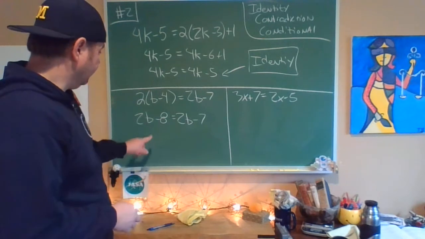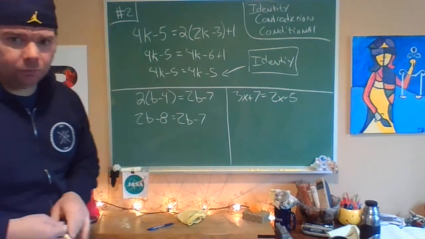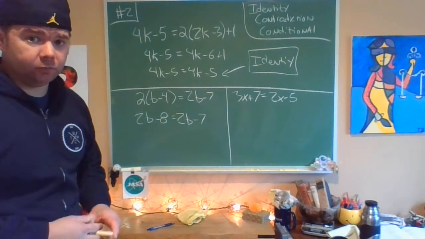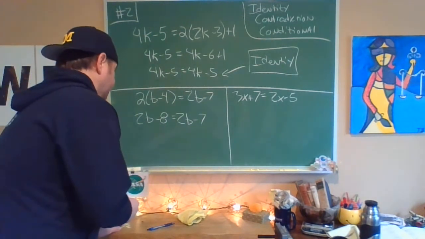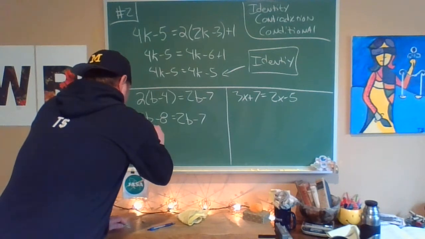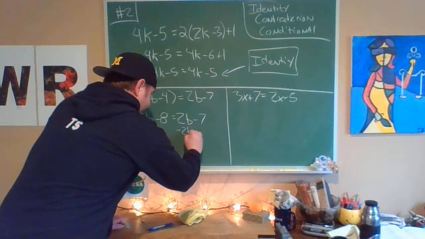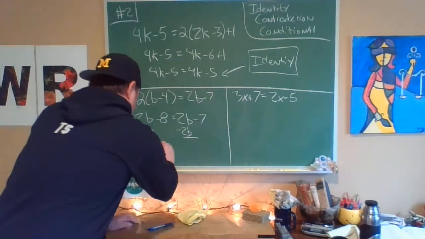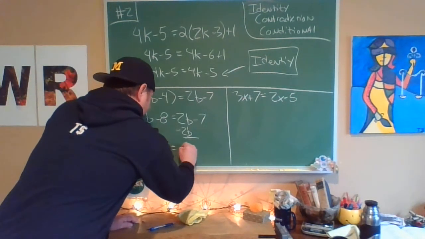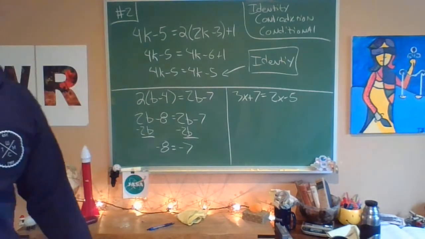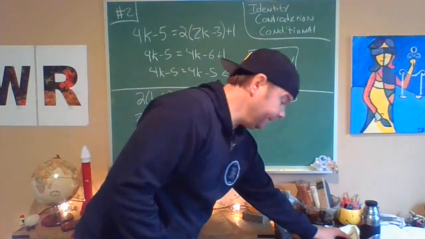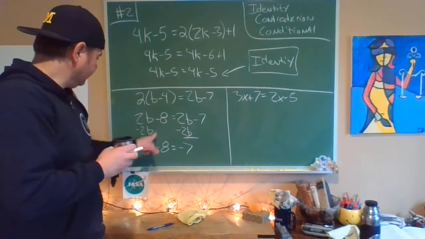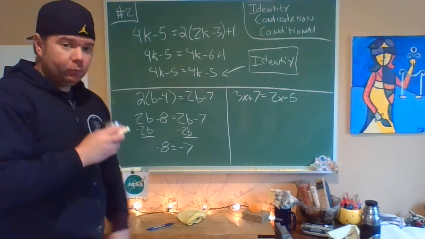However, the difference here is that what you have on the left is not equal to the stuff on the right. The constant terms are different. So what's going on here? One way of seeing it is if I subtract the 2b's from both sides, what I get is negative 8 is equal to negative 7, which of course is never true. No matter what you plug into this equation for b, negative 8 will never equal negative 7.